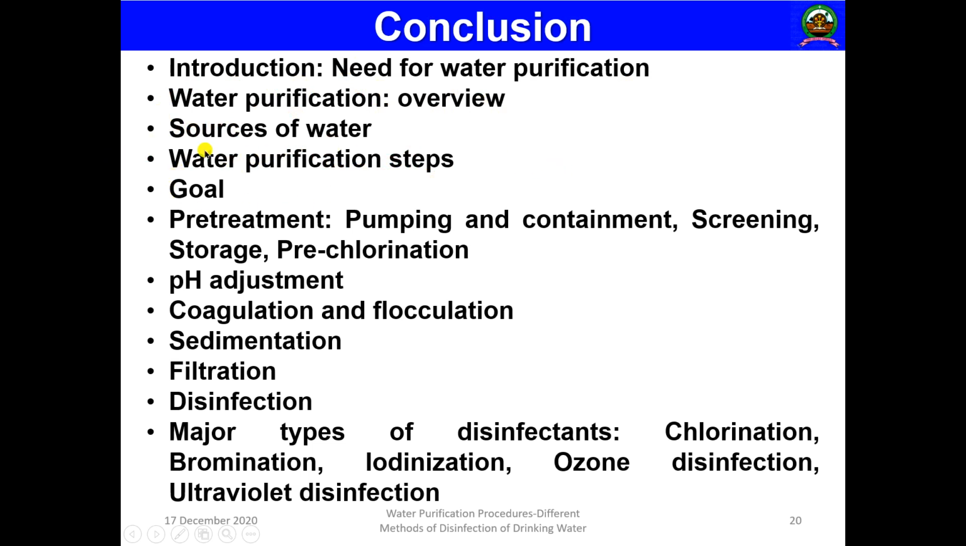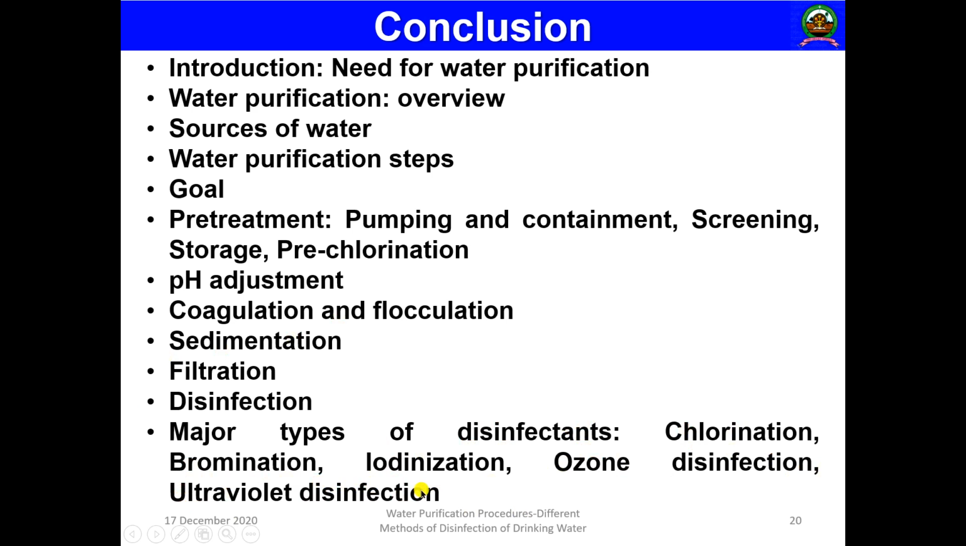Then we discussed the objectives or goal. Then we discussed the pre-treatment: pumping and containment, screening, storage and pre-chlorination. Then the next step, pH adjustment. The next one is coagulation and flocculation. The next one is sedimentation. Next is filtration. The last step is disinfection. There are various types of disinfection, such as chlorination, bromination, iodination, ozone disinfection and UV light disinfection.